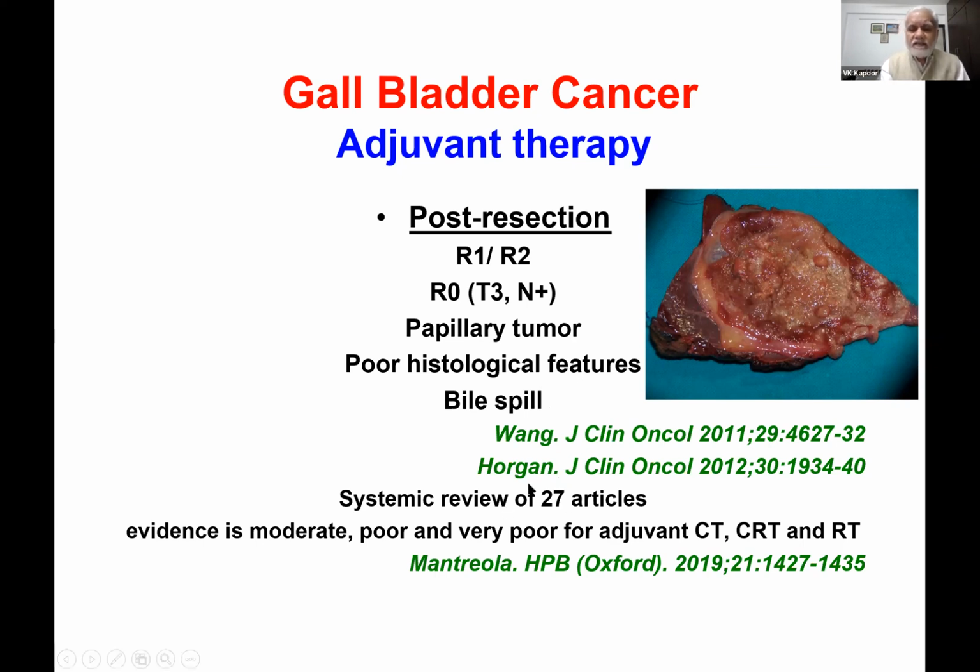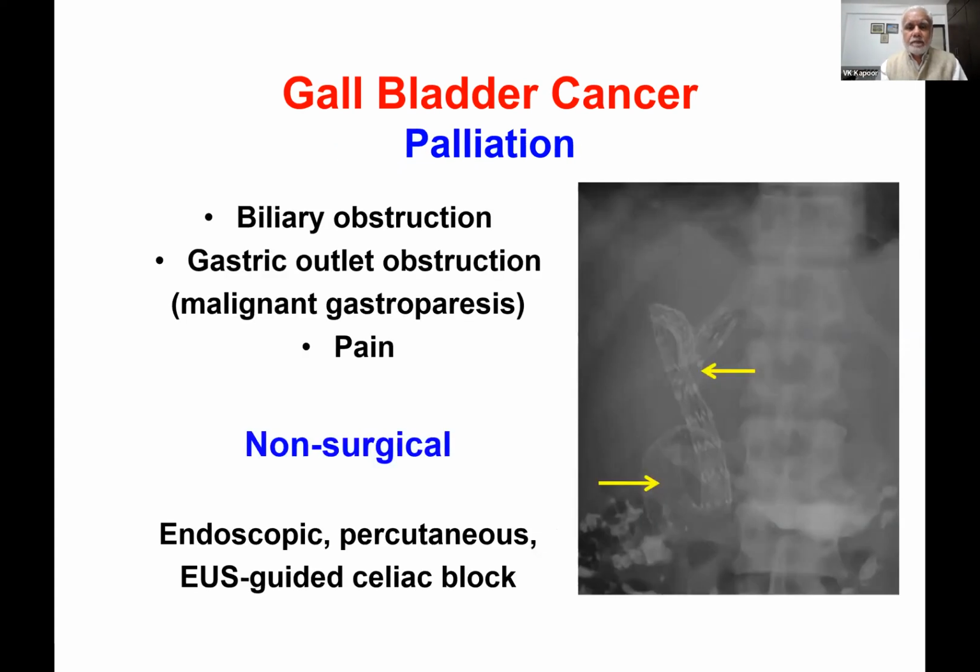But the evidence is not very strong. A systematic review of 27 articles showed that the evidence for adjuvant chemotherapy is moderate, for chemoradiotherapy it is poor, and radiotherapy alone is very poor. There is some soft data emerging as far as the role of neoadjuvant chemo or chemoradiotherapy in loco-regionally advanced gallbladder cancer, which is possibly unresectable, is concerned.